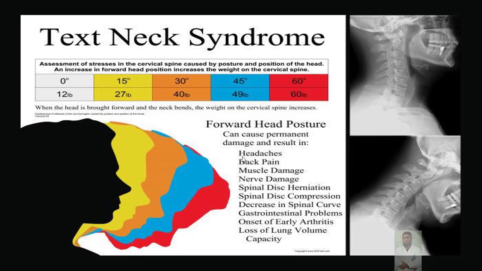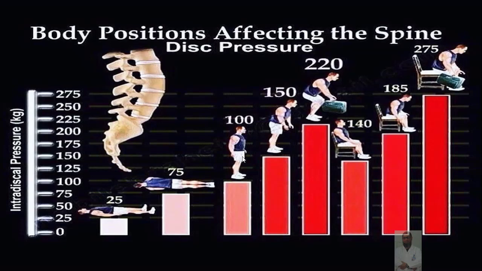So this is text neck syndrome. It comes because when we text a message or SMS to someone, we bend our head, we tilt our neck. So this is called text neck syndrome. Not only the neck, body position affects the spine also. So look at the figure.